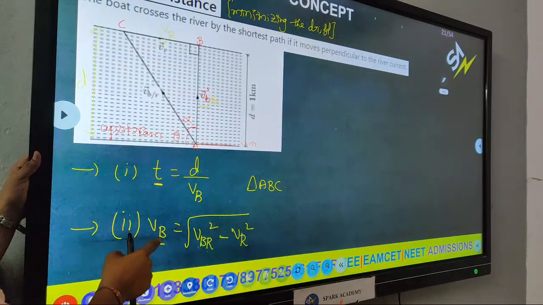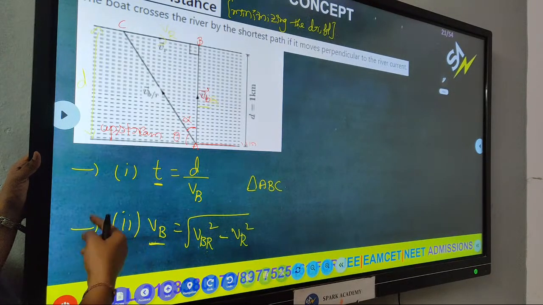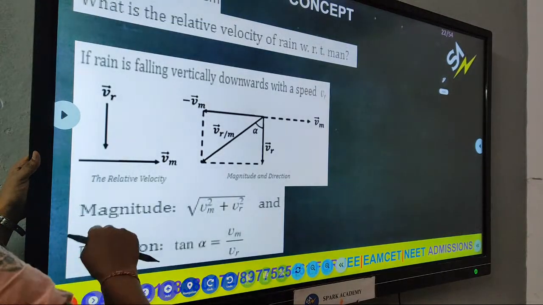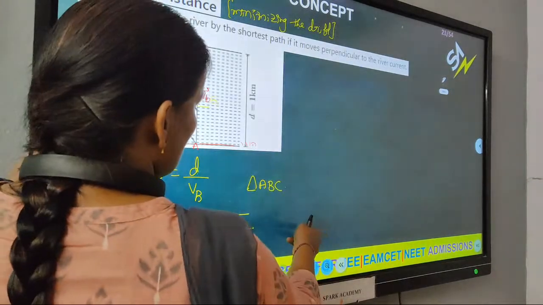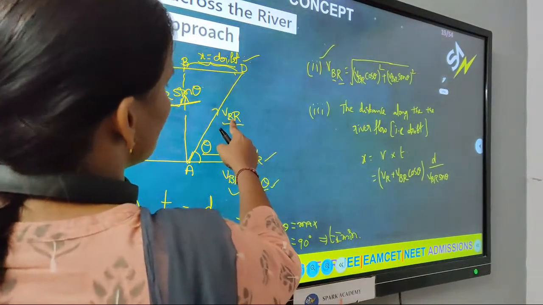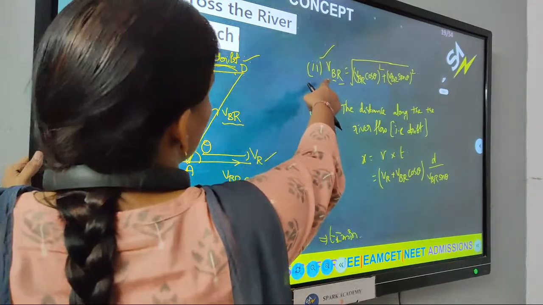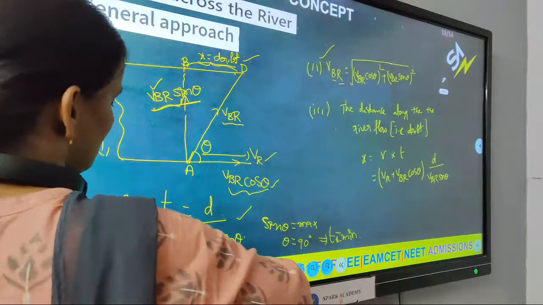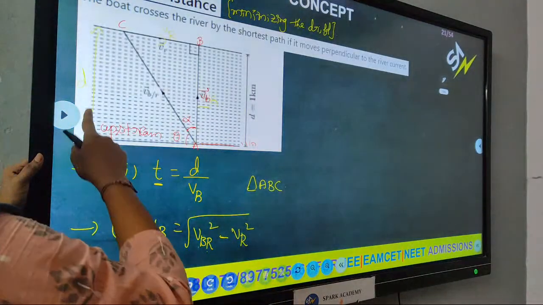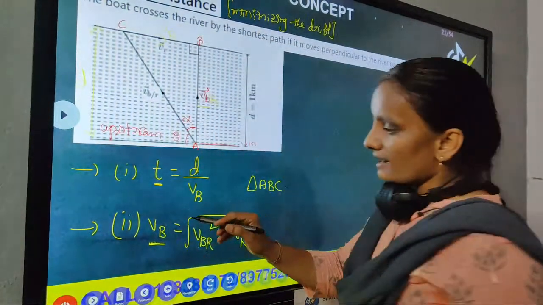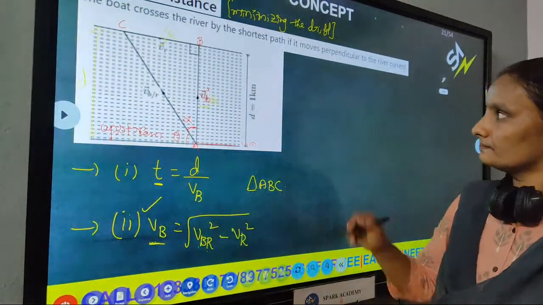So this is the actual boat velocity. In the first case it is different. Actual boat velocity is not there. We just find the velocity of boat with respect to the river, with the components we have measured, and the shortest distance is opposite to that case. So this is the actual boat velocity.